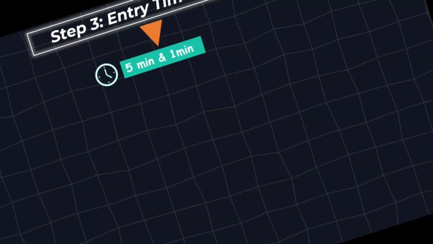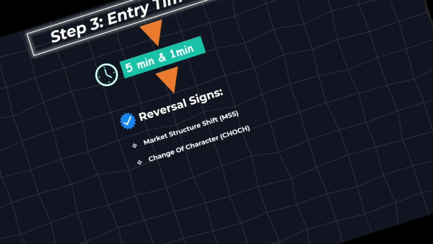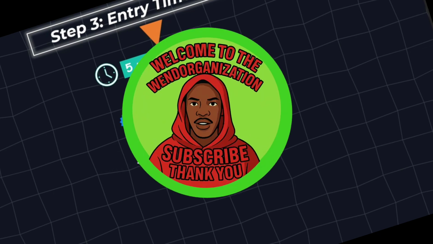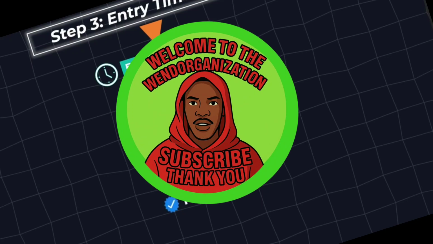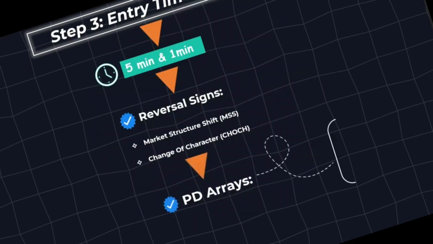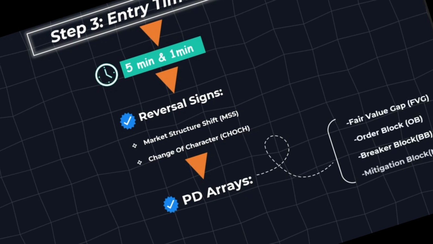First things first, you need to wait for the price to tap into your analysis timeframe's area of interest and show signs of rejection. Once you see rejection, the next step is to look for a market structure shift or a change of character. After a market structure shift is confirmed, look for a PD array on the entry timeframe. This could be a fair value gap, an order block, a breaker block, or a mitigation block.